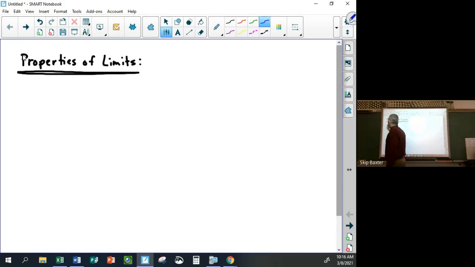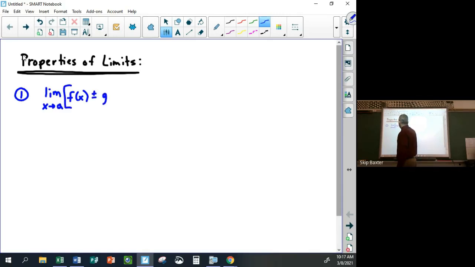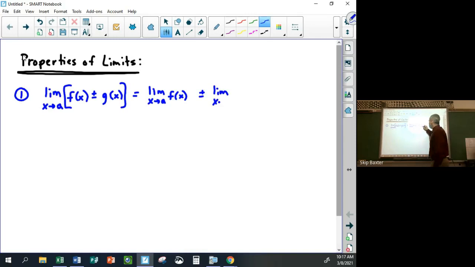So the first property is if you have the limit as x goes to a of f of x plus or minus g of x. So one function just added or subtracted from another. Then you could just think of these as two separate limits that are added or subtracted. This is just going to be the limit as x goes to a of f of x plus or minus the limit as x goes to a of g of x. Okay? It might seem obvious, but I'm writing it down just so you have it.